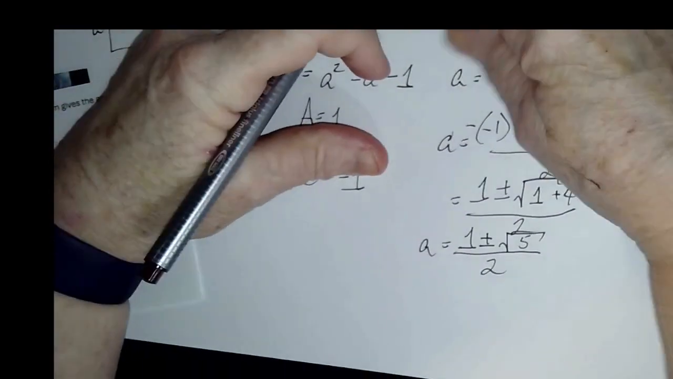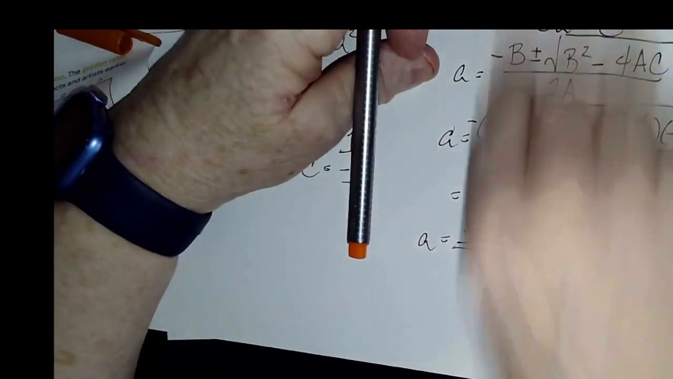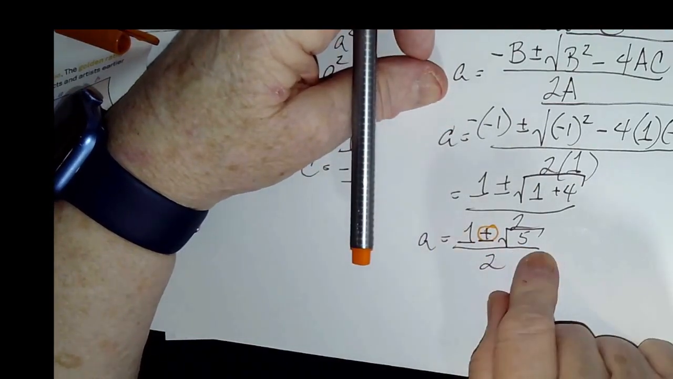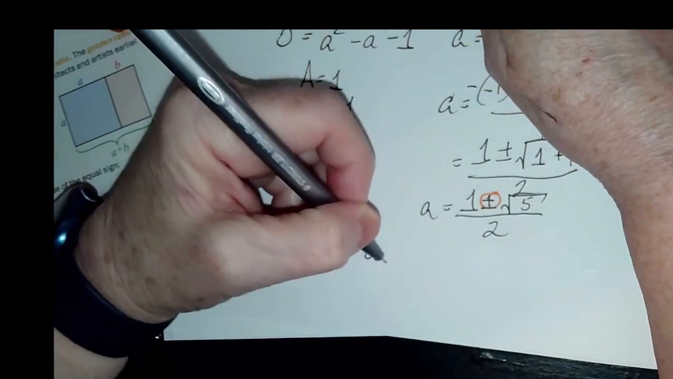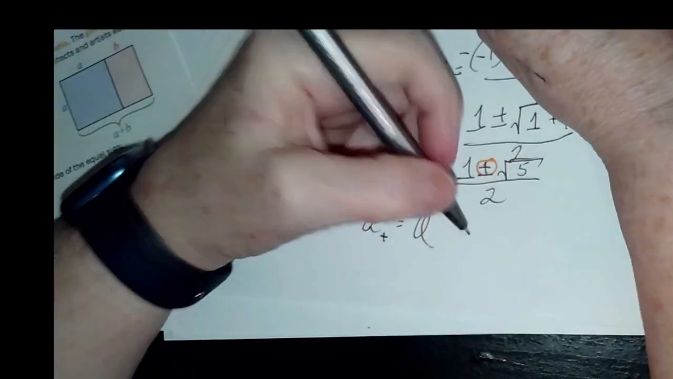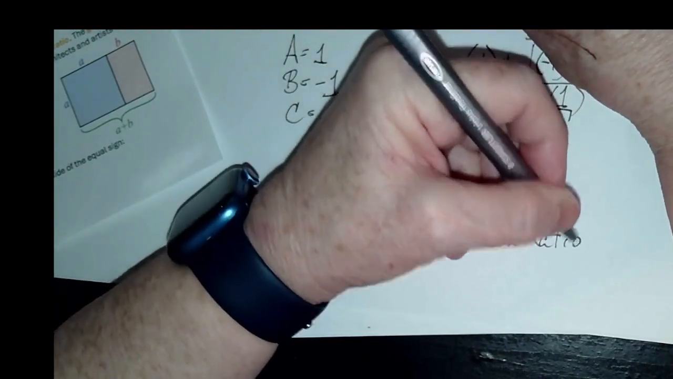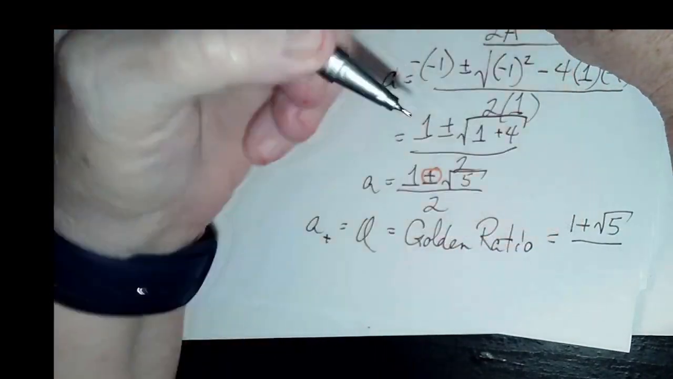over 2, and we usually say that the primary value uses the plus, because if we use the minus, the square root of 5 is bigger than the square root of 4, and the square root of 4 is 2. 1 minus 2 is a negative number. And we want to think of this goal ratio as a positive. So if we just think of the positive numbers, then we're going to call this phi, which is the golden ratio. And the golden ratio is 1 plus the square root of 5 over 2.